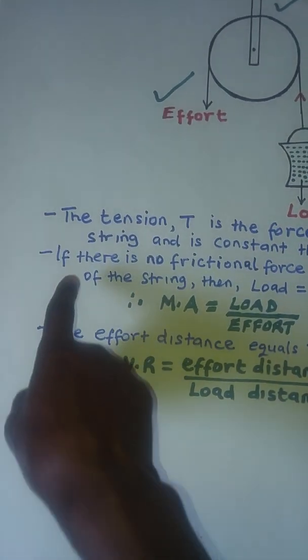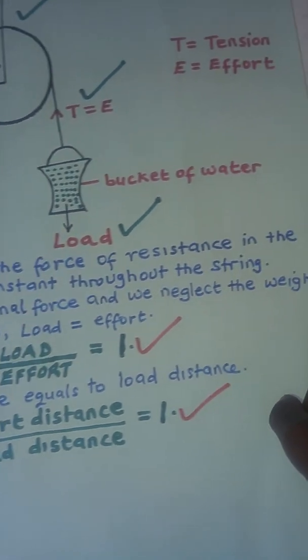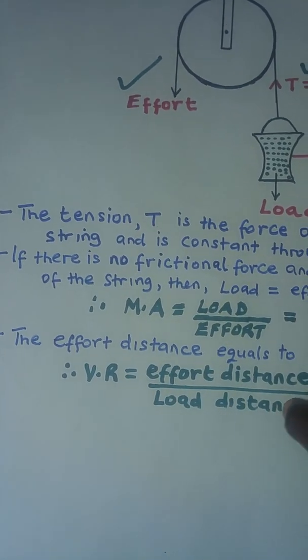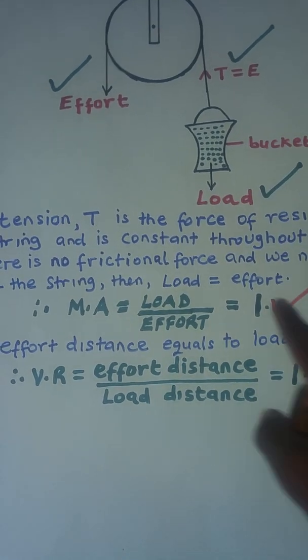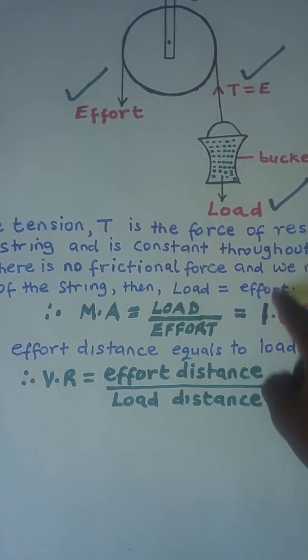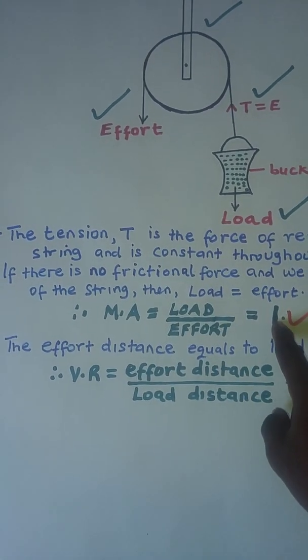And we have said here that if there is no frictional force, and we neglect the weight, the weight of what? Of the string. Then what will happen? The load and the effort will be the same. And once the load and the effort are the same, what happens? The mechanical advantage will be 1.